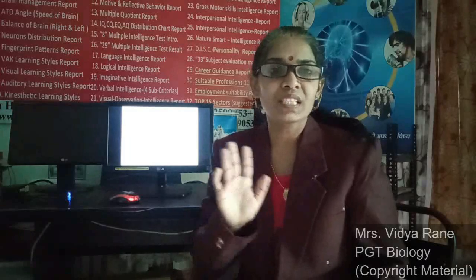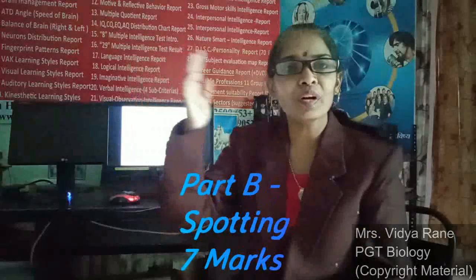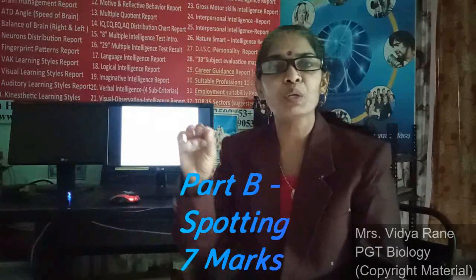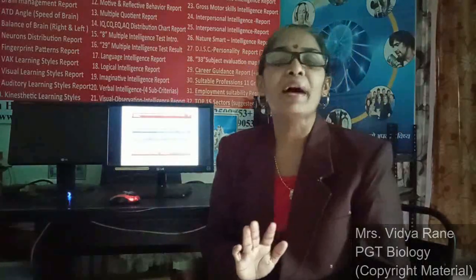Based on these 11 experiments, 7 spots from part B will be asked for 7 marks. So from the 11, any 7 experiments will be randomly chosen, and for these 7 experiments, one specimen each will be kept for spotting. Now see the practical pattern.